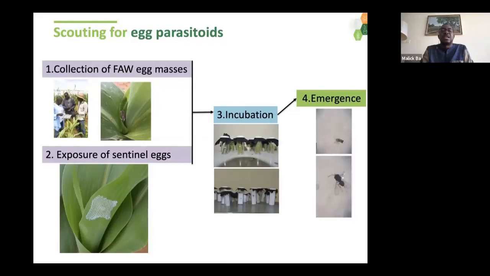Another option is, if you have a fall armyworm culture in your laboratory, you collect the egg masses from your laboratory and expose the eggs in the field. This is called the sentinel eggs technique. You make sure that you put a kind of mesh on the eggs to avoid them being eaten by predators, because you want your eggs to be parasitized. In the same way, after a few days, you take your egg masses back to the lab, incubate them, and wait for the emergence.